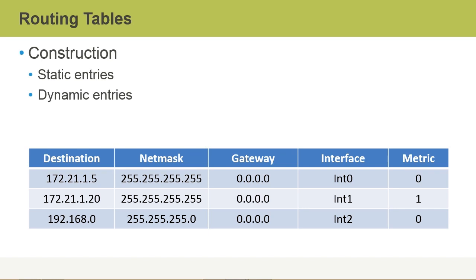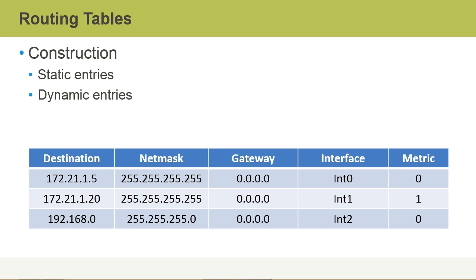The routing table is constructed of static entries. Static entries are routing table entries that are coded by the network administrator and manually inputted into the routing table. And also the routing table is made up of dynamic entries. Dynamic entries are routing table entries that are learned from other routers through a dynamic routing protocol like RIP or OSPF. It's important to note that the dynamic entries may change as the infrastructure changes.